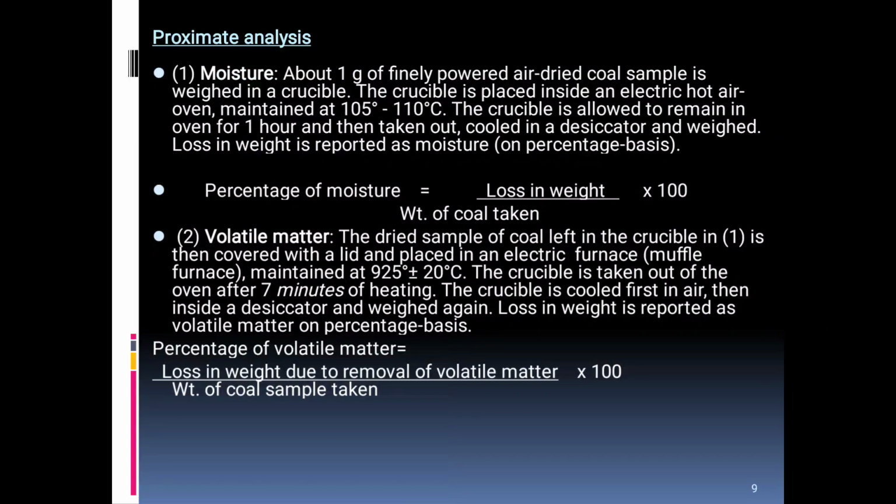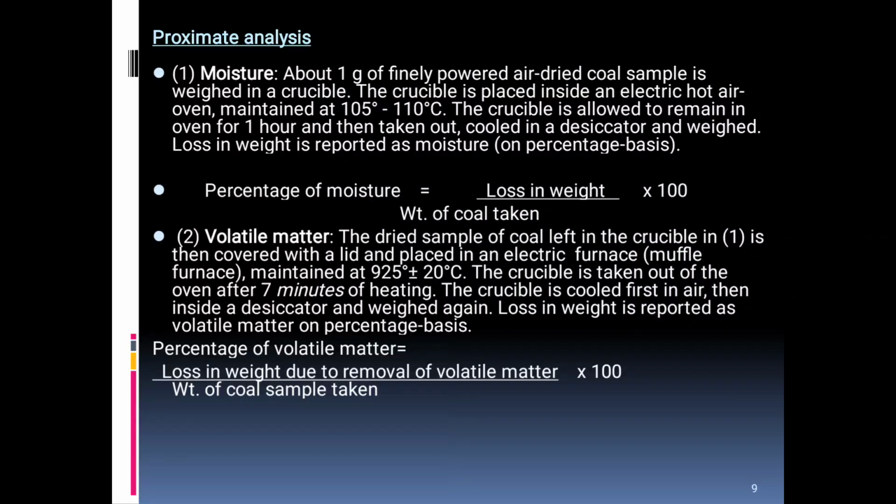Now we'll see what is proximate analysis. First analysis in proximate analysis is moisture content. For this purpose, we take 1 gram of finely powdered air dried coal sample in a crucible. The crucible is placed inside an electric hot air oven which is maintained at 105 to 110 degrees Celsius. The crucible is allowed to remain in the oven for 1 hour and then it is taken out, cooled using a desiccator and weighed. Loss in weight is reported as moisture on percentage basis. Percentage of moisture is equal to loss in weight of coal divided by weight of coal taken into 100.